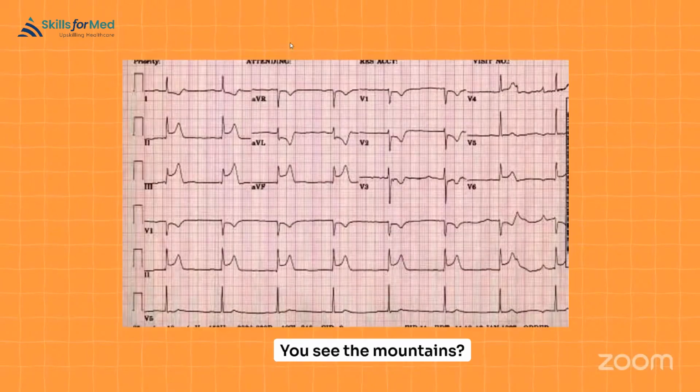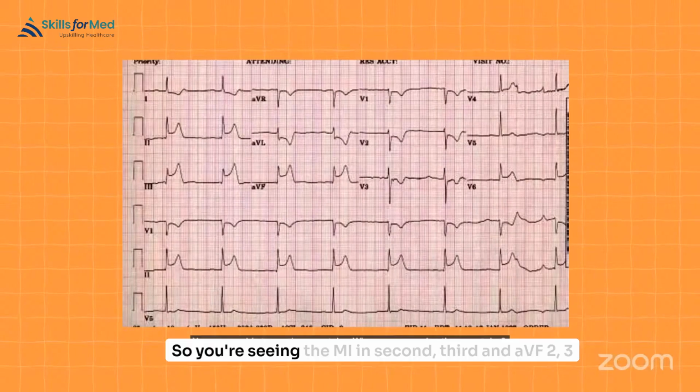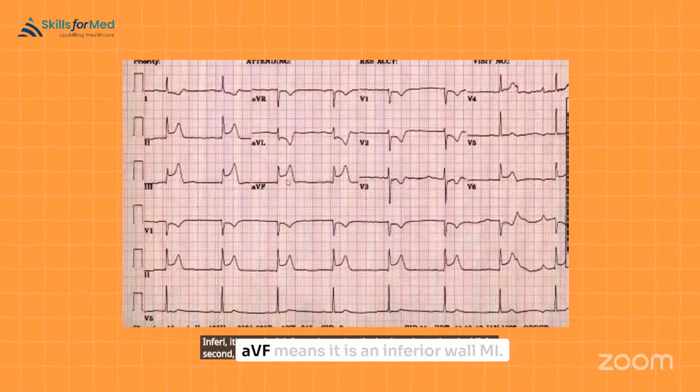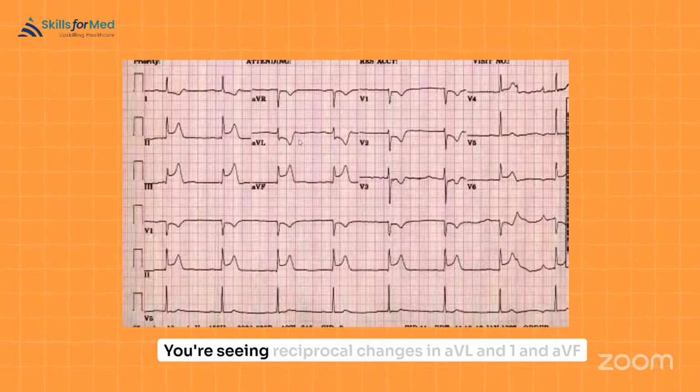You see the mountains. Yes, we are able to see the mountains. Where are we seeing the mountains? Inferiorly. So you're seeing the MI in second, third, and AVF. 2, 3, AVF means it is an inferior wall MI. And you will see reciprocal changes. You're seeing reciprocal changes in AVL and 1.